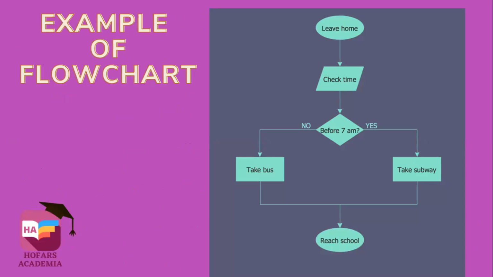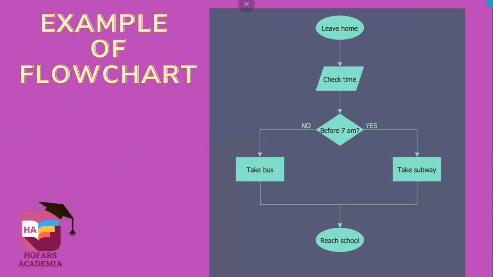So here you can see an example of the flow chart. Over here I have explained how you can reach your school in time. Okay, so first when you leave your home, you will first check the time. If it is before 7 a.m., that means if you are early to school, you can take the subway or else you can take the bus when you are late.